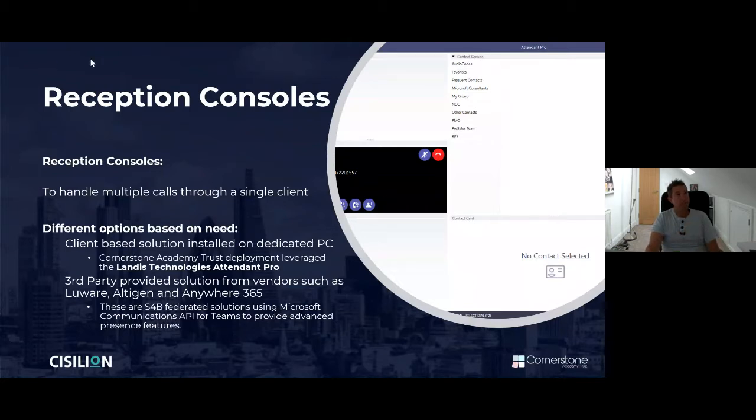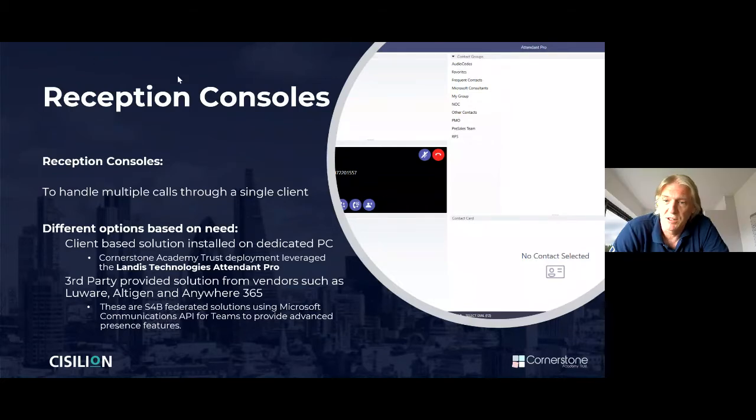Yeah, so obviously with Cornerstone's solution, what we were looking at is the reception console and the people that have to take the majority of the calls, the initial point of contact. What we wanted them to have is the capability within a single client to handle multiple calls at any one time. At the time there were no native Teams reception consoles, so we looked at a number of solutions, and the one that suited Cornerstone Academy Trust was the Attendant Pro, from a company called Landis Technologies.